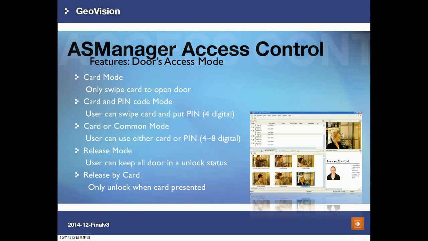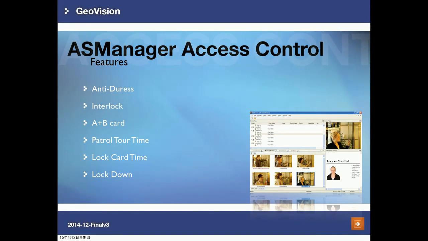The next one would be release mode, where users can swipe to keep all the doors in unlock status. The last one would be release by card. So this is used in combination with the release mode. So only when a card is swiped, then the door will become release mode. Next, we'll go on to some other features of ASManager.